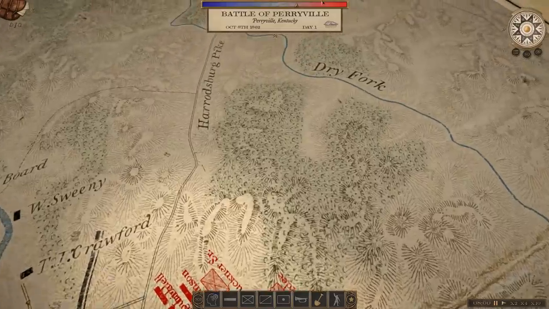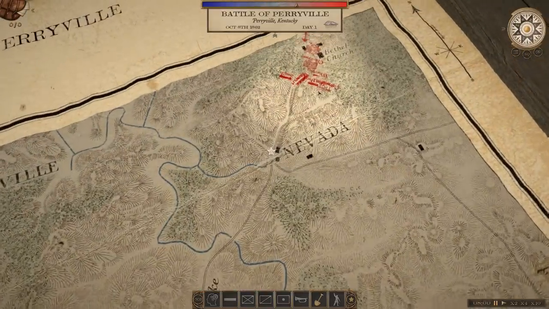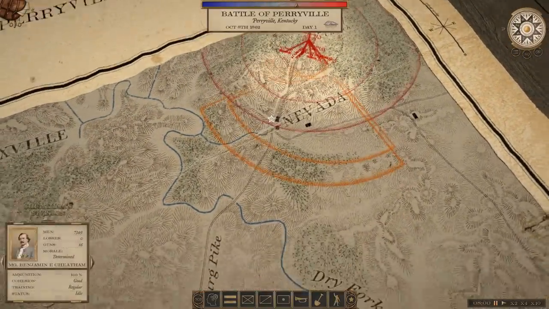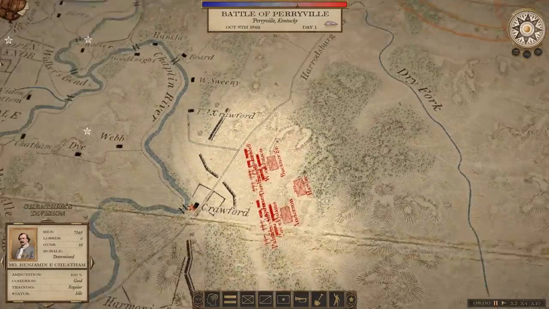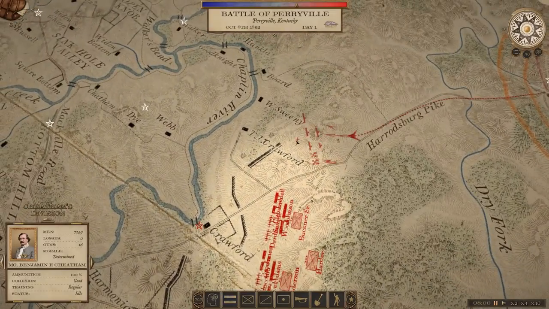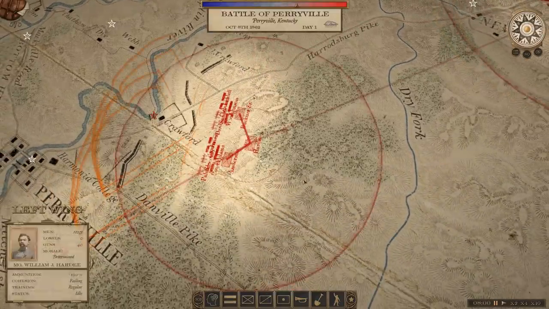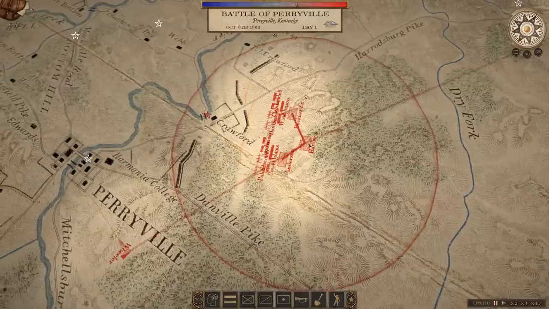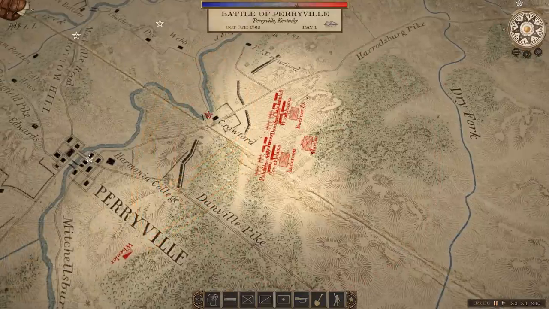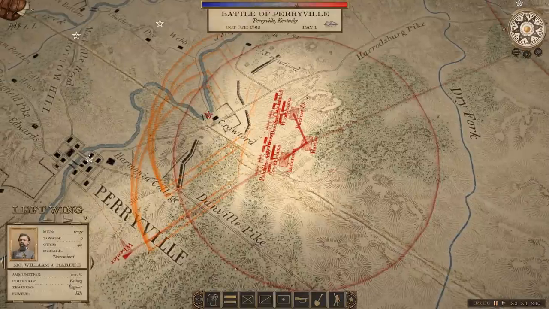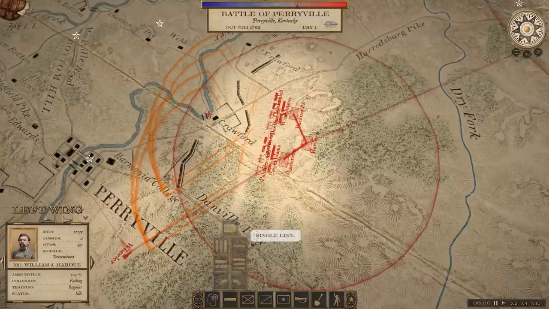So the first thing we want to do is to move Polk's corps closer to the left wing, so let's give them orders to move here. And for the time being we can keep Hardy's wing waiting here, and for the upcoming battle let me deploy them in single line formation.